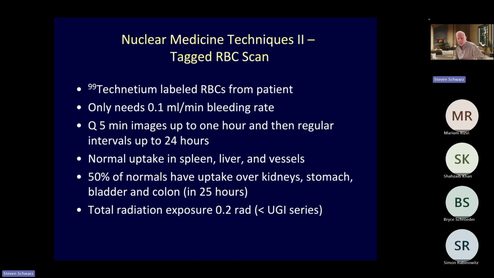Then you have the tagged red blood cell scan. I've used this before, but I've never used it successfully. Here again, technetium-99 is labeled to RBCs from the patient. It can identify a very low bleeding rate. So again, you should look up the tagged RBC scan, although we rarely use this. This is usually in a patient who has occult bleeding that we can't figure out the source of, so we'll use a tagged RBC scan.